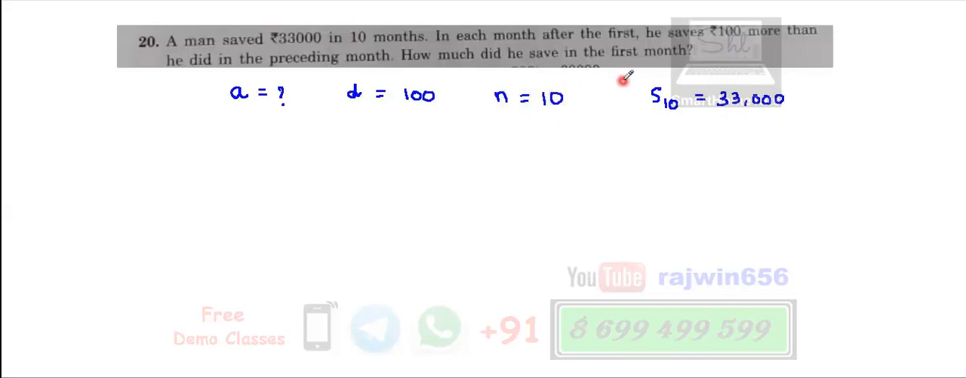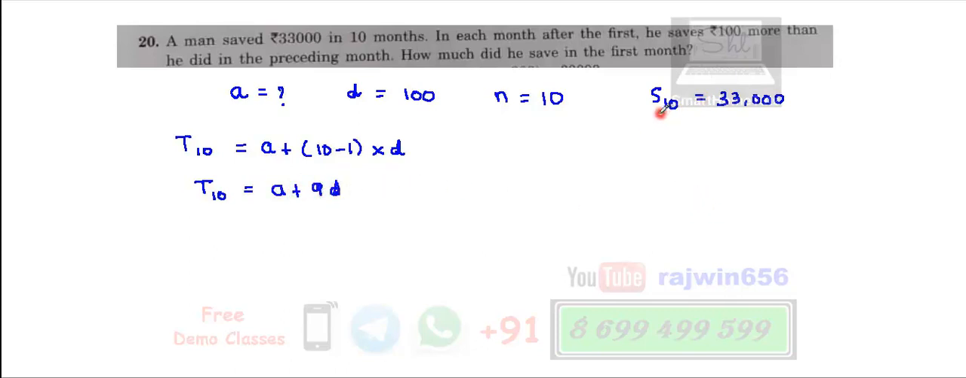Now here what we are going to do is apply both formulas: the formula of Tn and the formula of Sn. So T10 is equal to, the last month how much he has saved we don't know, so this is going to be A plus N minus 1, that is 10 minus 1, multiplied by D. So T10 is equal to A plus 9D.